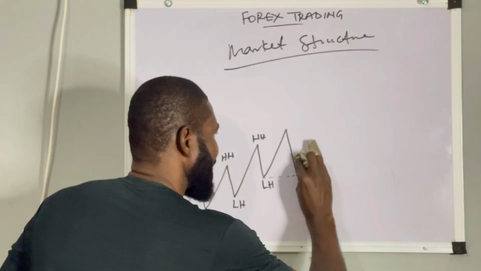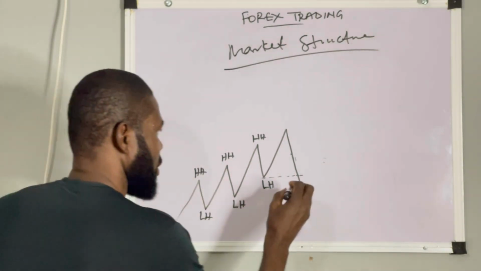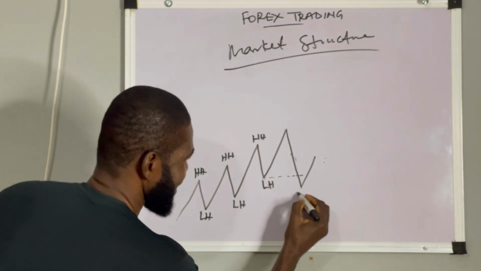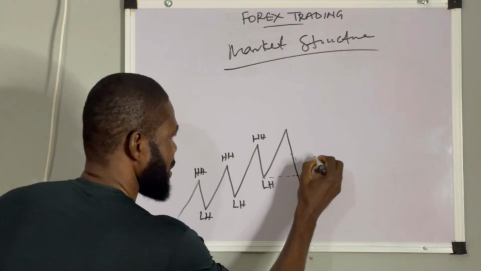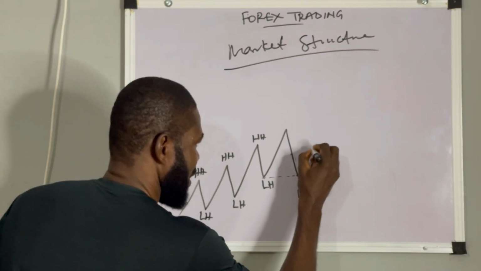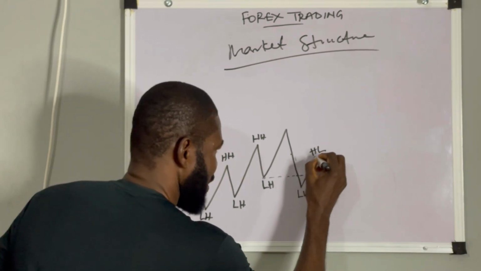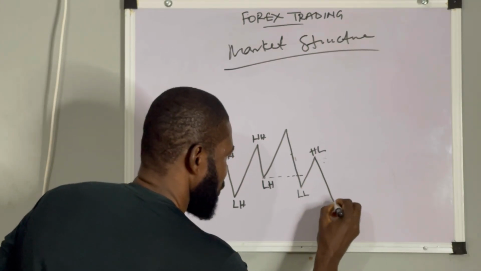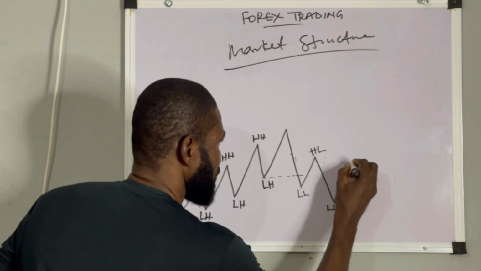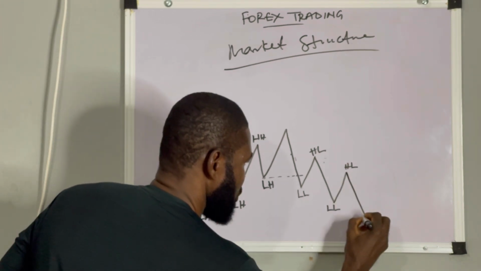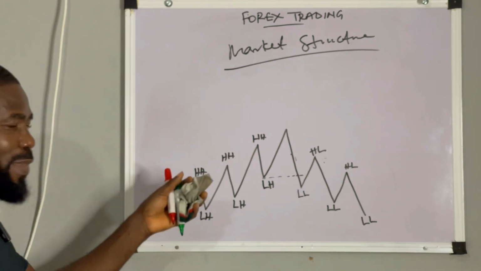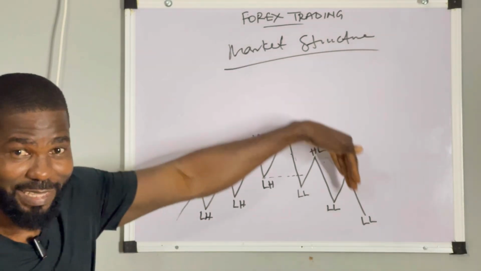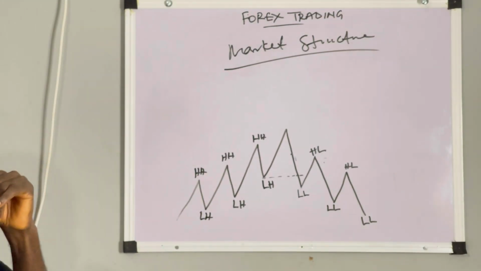So at this point, the market will now continue down. What does the market do? It will now retrace. Because at this point now, this one is now lower low. It will now retrace to form a higher low. Then impulsive movement again to form lower low. Retracement to form higher low. Impulsive to form lower low. So this is how the market changes from an uptrend to a downtrend. Very, very important.